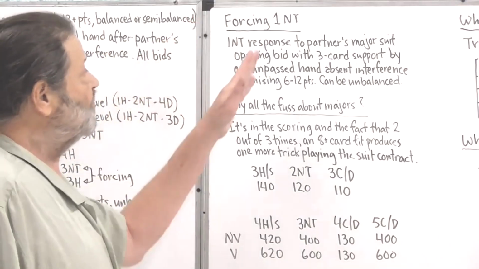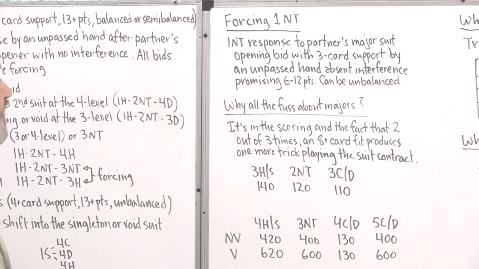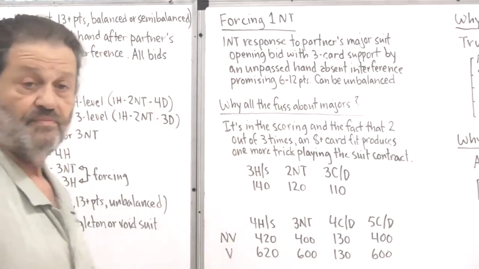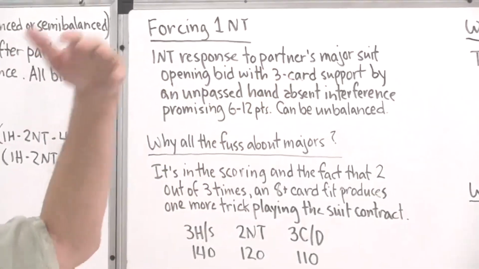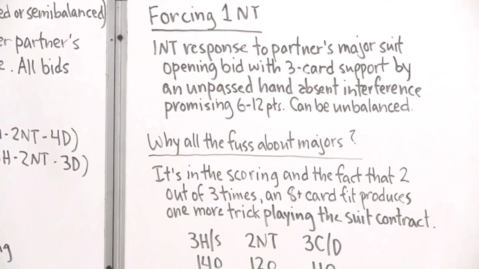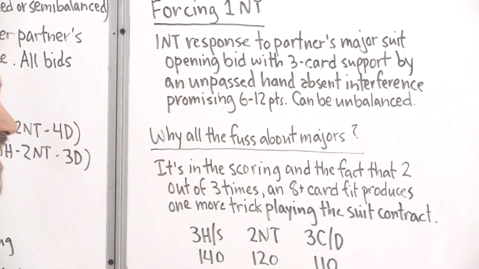But in any event, the forcing one no trump is a one no trump response to partner's major suit opening bid with 3-card support. This part is not necessary in those other usages, but for our purpose today, we're always going to be showing 3-card support with the forcing no trump. It's by an unpassed hand, absent interference, and promising 6 to 12 points. This hand can be unbalanced.